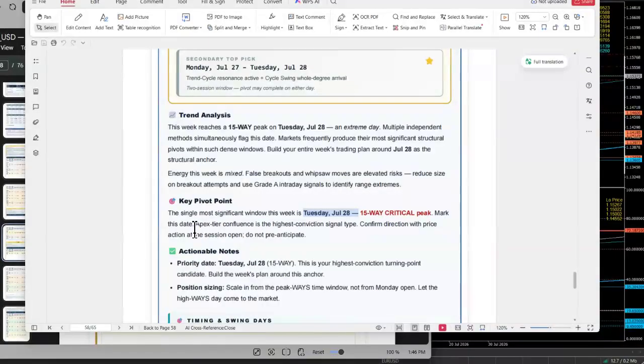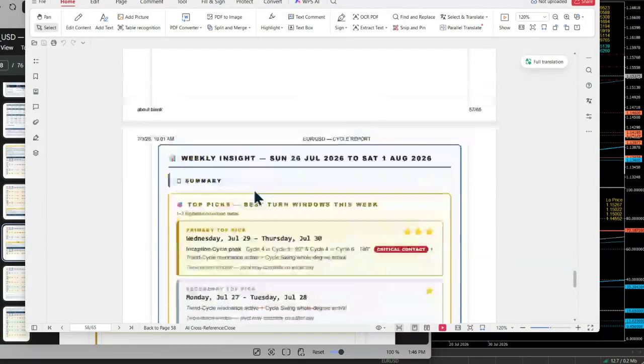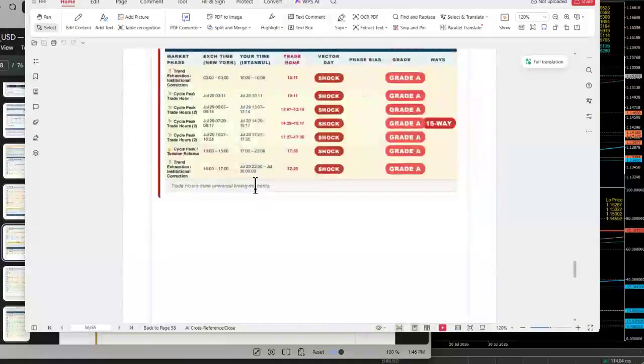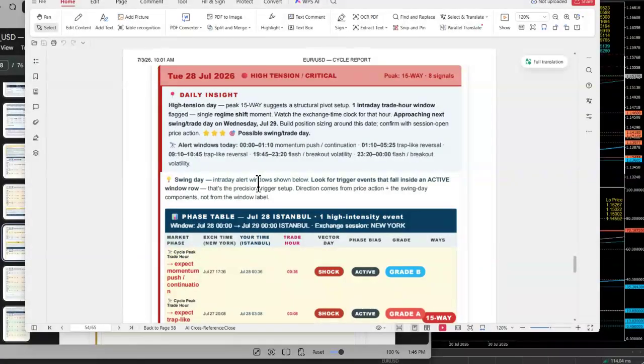Mark this date. Apex tier confluence. And this is the highest conviction signal we've got for that week. So the priority date is July 28th. It's a Tuesday. And the critical days for this is when it's all going to blow out, Wednesday, Thursday. Let's now go to the daily: Tuesday, Wednesday, Thursday. Here we are.